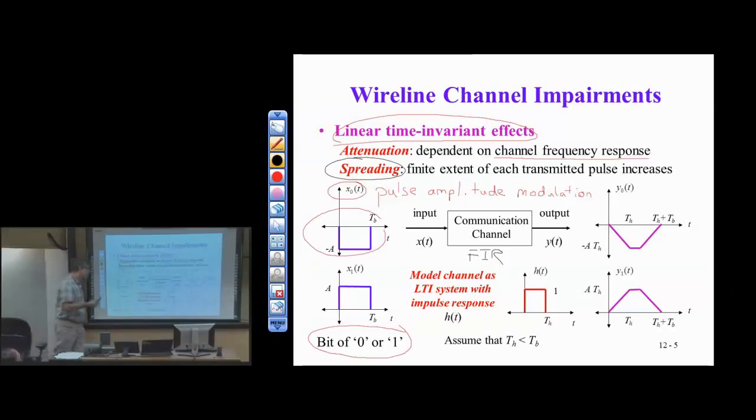All right, so if this FIR filter model is legitimate, then what's going to happen in transmission, at least for the LTI part of the channel, is the convolution of my transmitted waveform, this negative or non-positive rectangular pulse, with the impulse response of the channel.